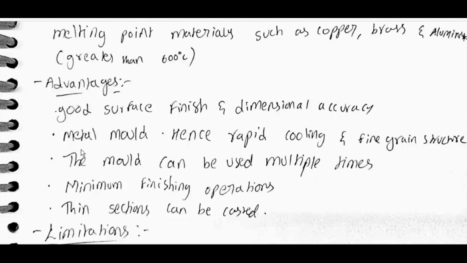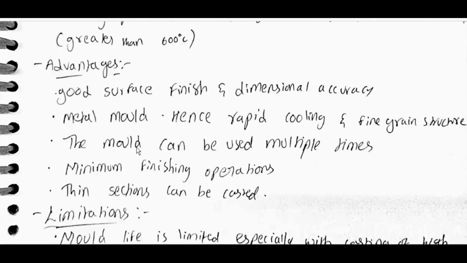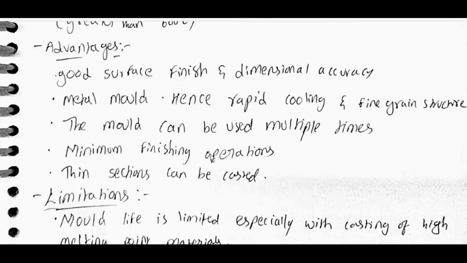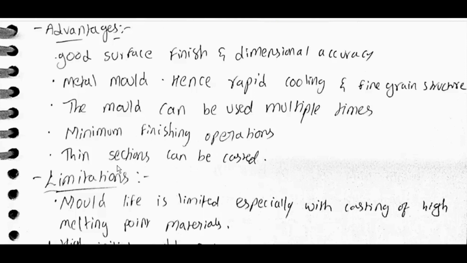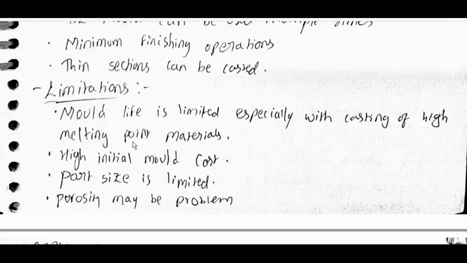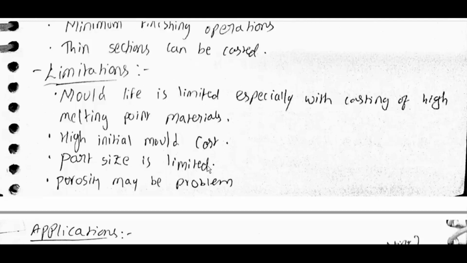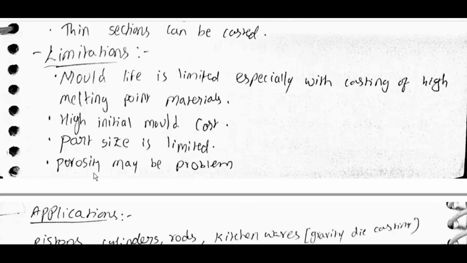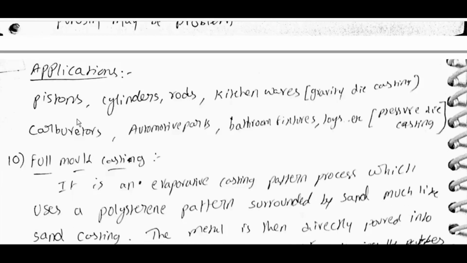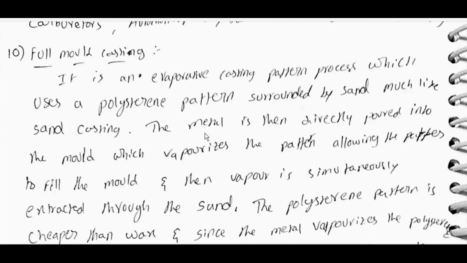Advantages: good surface finish and dimensional accuracy, molten metal meets a metal mold, hence rapid cooling and fine grained structure. The mold can be used multiple times, minimum finishing operations, thin sections can be cast. Limitations: mold life is limited, especially with casting of high melting point materials, high initial mold cost, part size is limited, porosity may be a problem. Applications: pistons, cylinder rods, kitchenwares in gravity die casting; carburetors, automotive parts, bathroom fixtures, toys, etc. in pressure die casting.